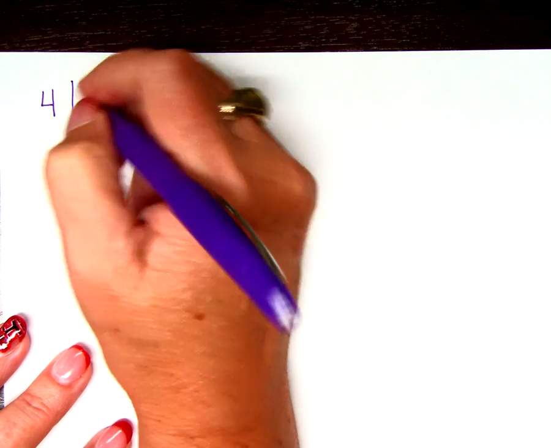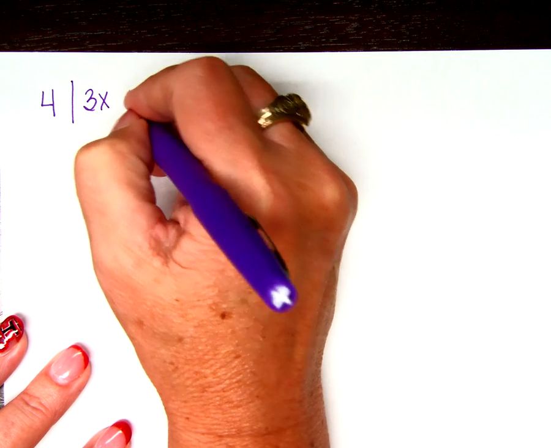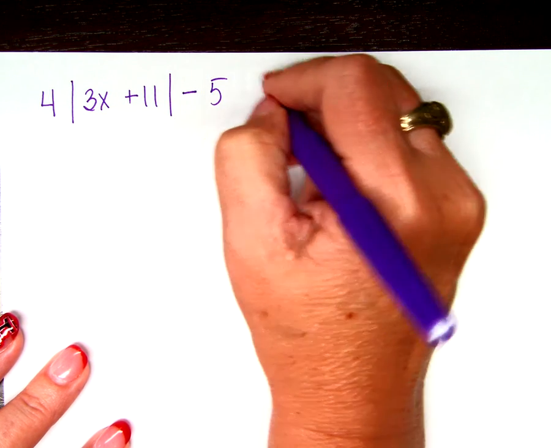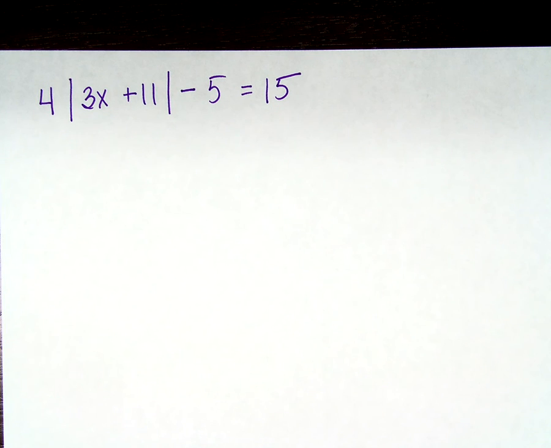So what about this problem? 4 times the absolute value of 3x plus 11 minus 5 equals 15. Don't look at me like that. They're like this. Oh my gosh, this is so much harder. No, it's not. You know how to do this, right? Don't you know how to do this? Yes. I hear the confidence. What should we do first?